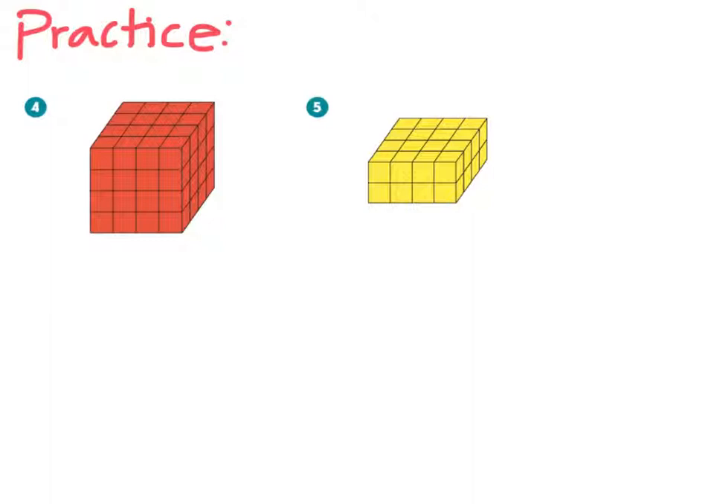Now find the volume of each of these prisms on your own. I suggest first dividing them into layers, finding the number of unit cubes in each layer, then adding all the layers back together to find the cubic units.